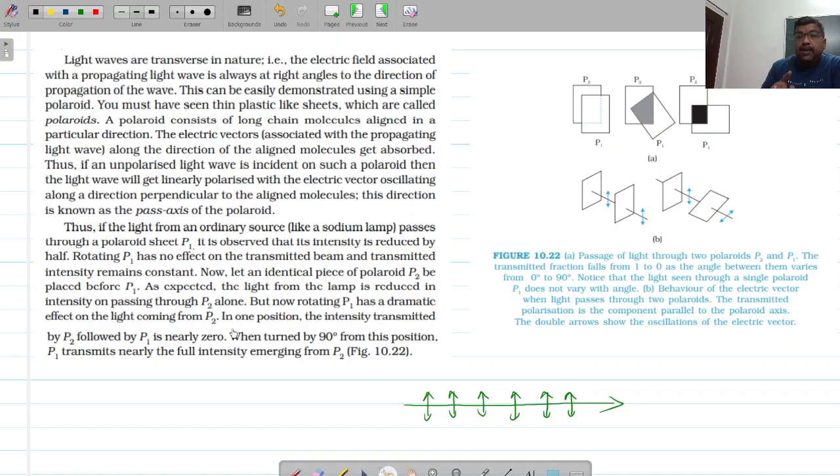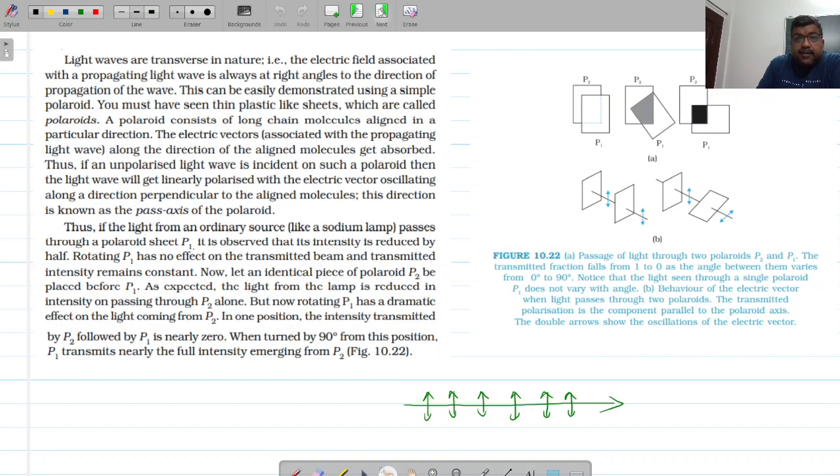So in one particular position of P1, the intensity of the light which has passed through P2 will be zero. Now, when turned by 90 degrees from this position, P1 transmits nearly the full intensity emerging from P2. So this is quite interesting.